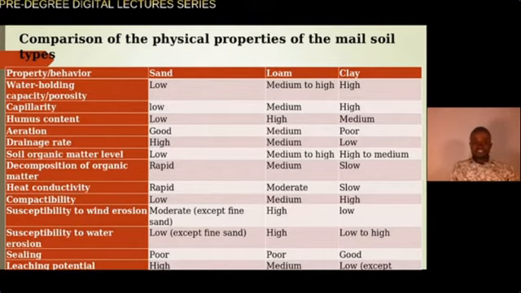Then we have leaching potential. Leaching is the sinking or loss of nutrients from the topsoil due to seepage. The sandy soil leaches very fast because of the high pores, or low compactability, in the soil. The loamy soil is medium, and it is very low in clay soil.